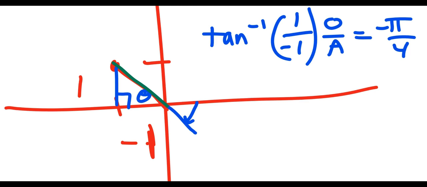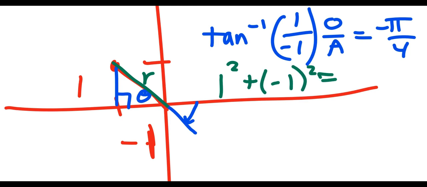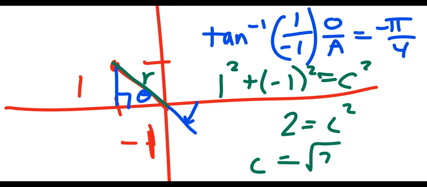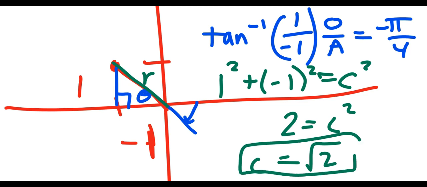So I need the radius, right? So that'd be 1 squared plus negative 1 squared equals c squared. So that's 2 equals c squared. So c equals the square root of 2. That's how we figure that out.